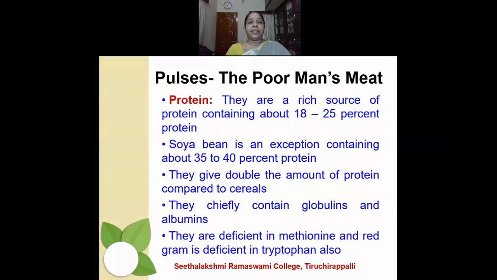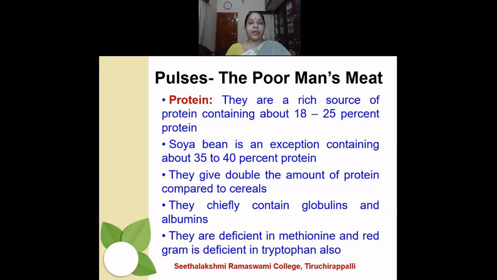Pulses are called the poor man's meat. Why is it called the poor man's meat? Because the protein-rich pulse is substituted in the diet of a poor man, or it will provide as much protein as that of meat in the poor man's diet. So that is why it is called the poor man's meat.